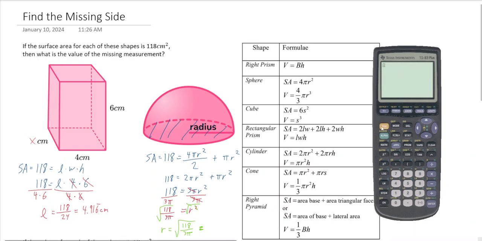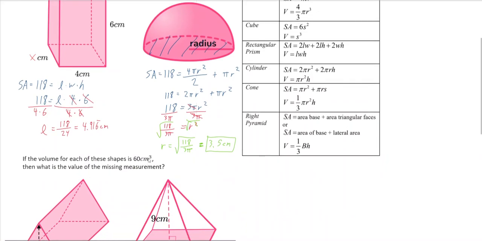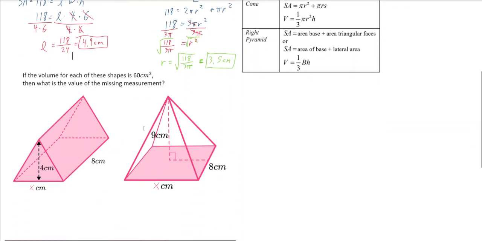Okay, so let's plug this in. Square root of 118 divided by 3 pi. Oh, I wrote that wrong. I did 188. 118 divided by 3 pi. And so we get 3.5. There you go. I made one of them a little bit nicer. Let's actually just round this to 4.9. Okay, so here is another one. To the nearest hundredth would be better, so I'm going to do that.